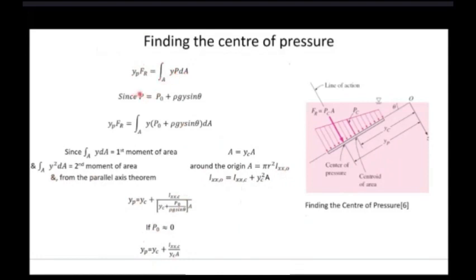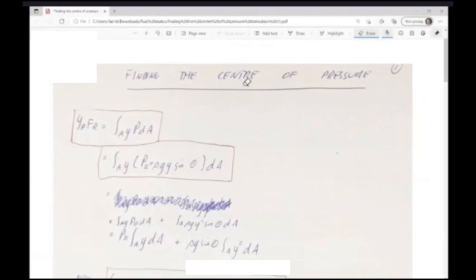Now, we've said before that P, our total pressure, is our atmospheric pressure plus rho g h, or rho g y sine theta. So let's plug this equation into here, and we end up with this equation. Our distance to our centre of pressure times the total force is equal to the integral over the area of y times this bracket, and this bracket represents the total pressure. That is this equation here.